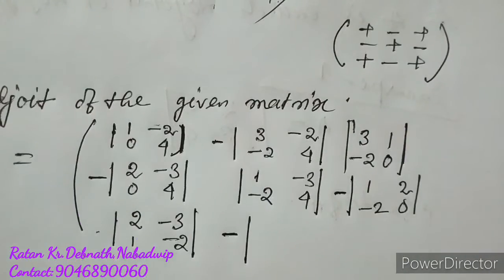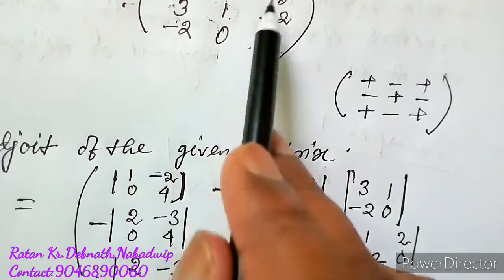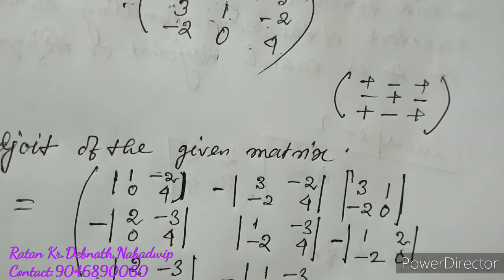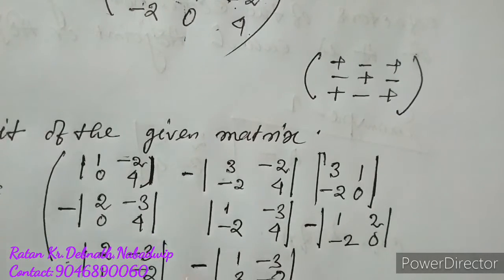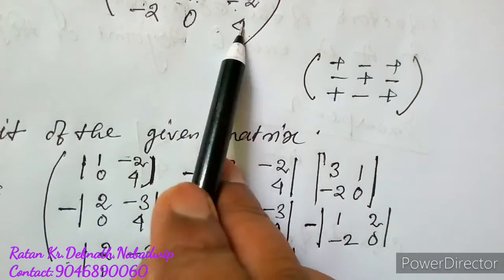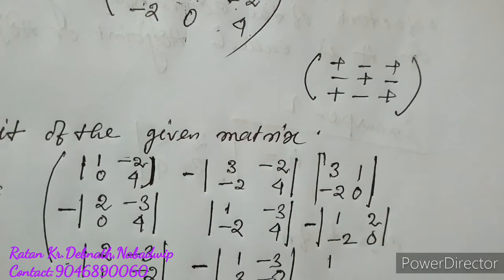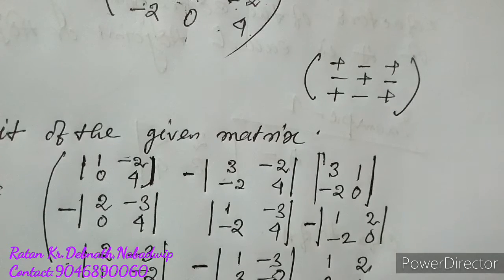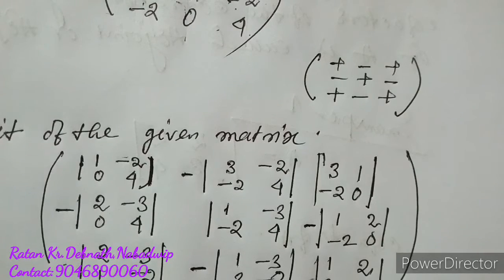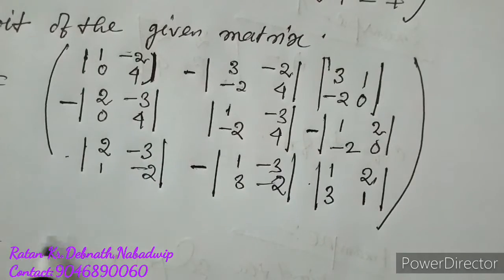Cofactor of 0 equals to, this row suppress, this column suppress, 1 3 -3 -2, and symbol is negative. Now cofactor of 4, this row suppress, this column suppress, 1 3 2 1, and positional sign is positive. Let us calculate.